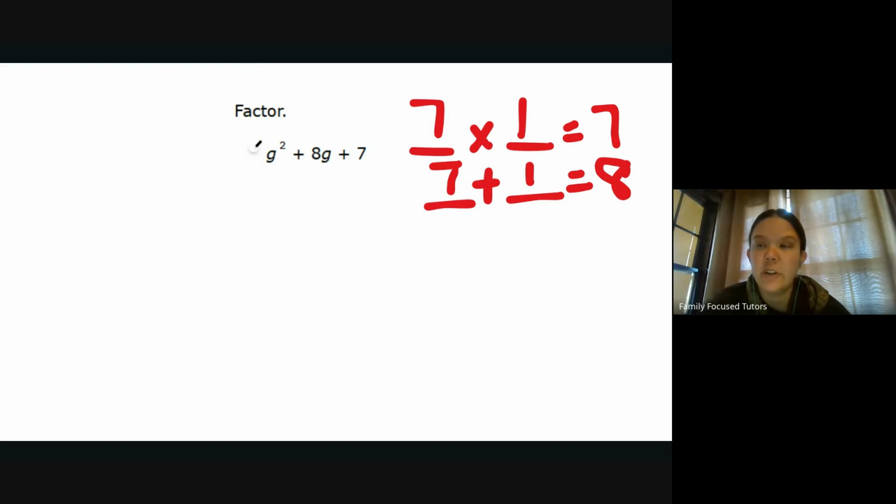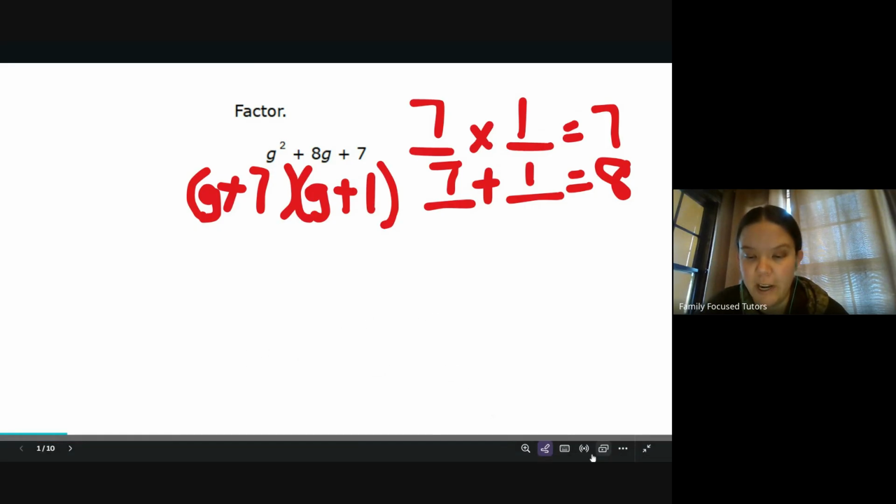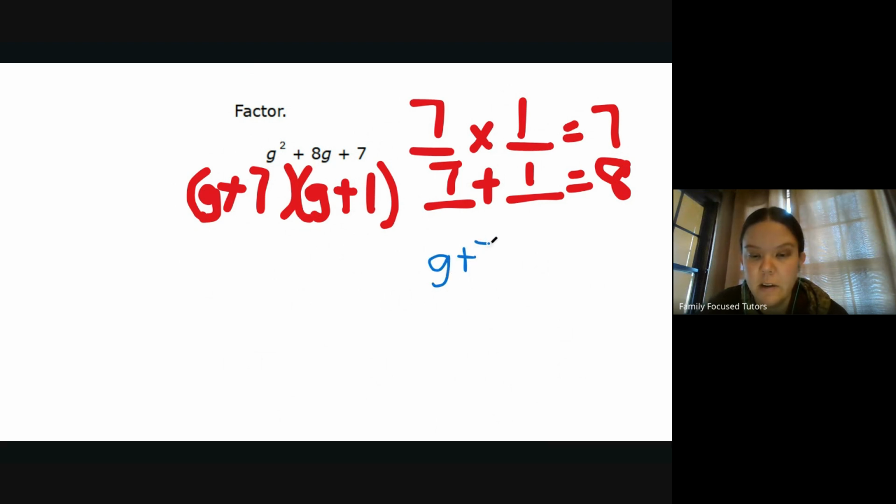So 7 and 1 fit both of those. So we don't have to group these. We don't have to split our B because there is not a number in front of the G squared. All we have to do is use those 2 factors in our parentheses. So G plus 7 and then G plus 1. And those are our 2 factors. And the way we find out if we are correct is we just multiply it out: G plus 7 times G plus 1.